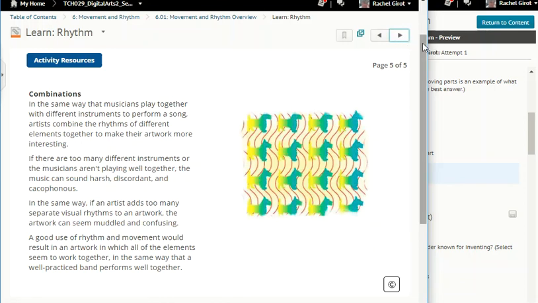Combinations. In the same way that musicians play together with different instruments to perform a song, artists combine the rhythms of different elements together to make their artwork more interesting. If there are too many different instruments or the musicians aren't playing well together, the music can sound harsh, discordant, and cacophonous. In the same way, if an artist adds too many separate visual rhythms to an artwork, the artwork can seem muddled and confusing. A good use of rhythm and movement would result in an artwork in which all of the elements seem to work together in the same way that a well-practiced band performs well together.